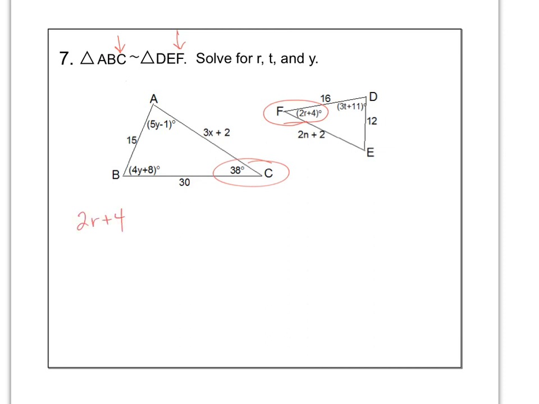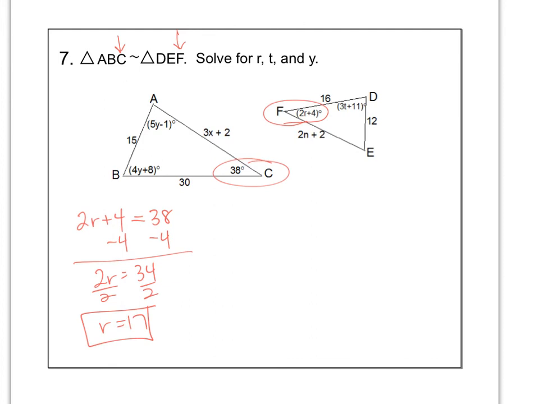And so their angles have to be the same size. 2R plus 4 must equal the 38. The sides won't do that, but the angles will. So we can solve this. We get 2R equals 34. Divide by 2. R equals 17.